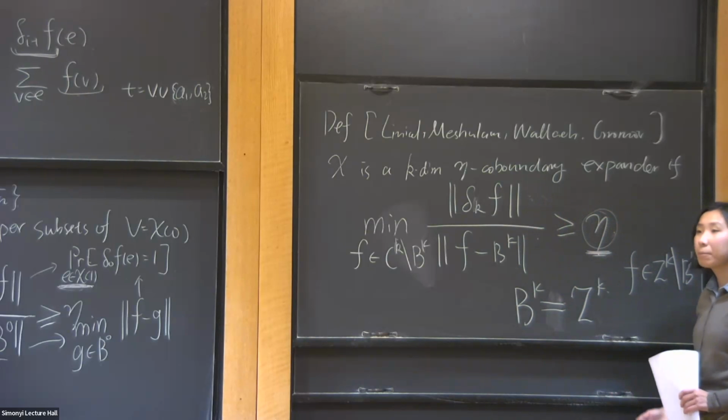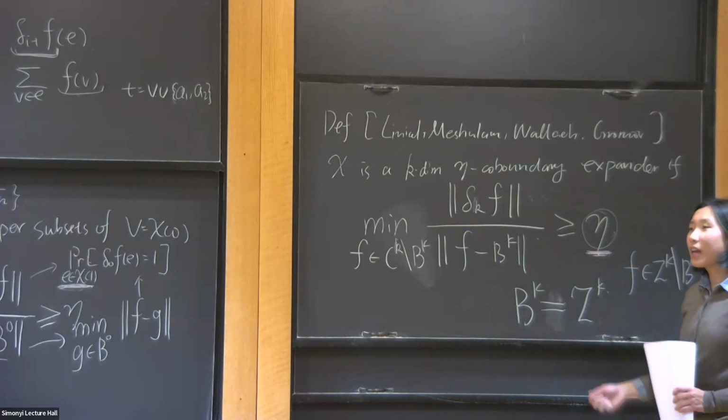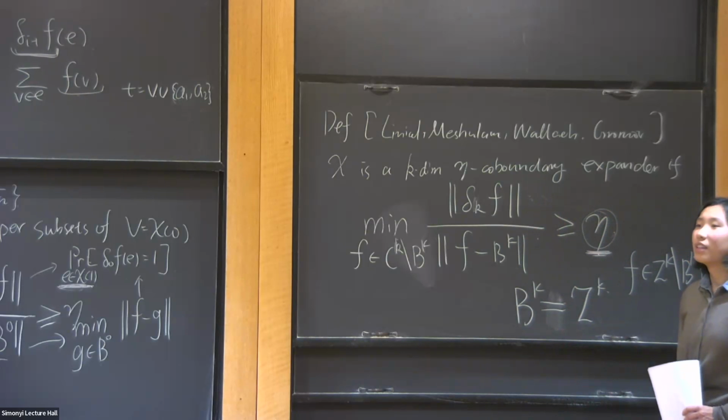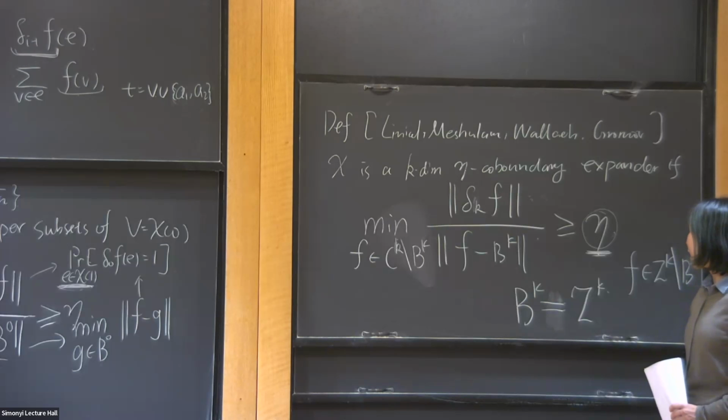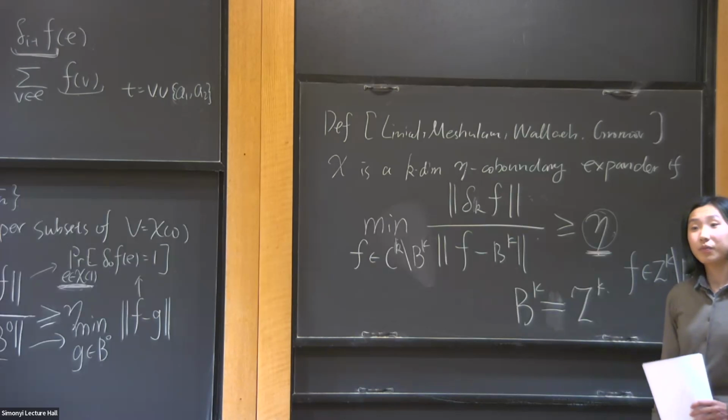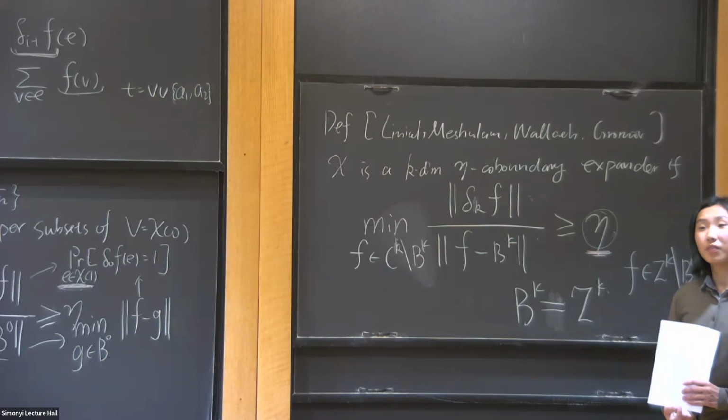Yes, it's like being connected here. B0 is equal to Z0 only if it's a connected graph. So you have non-trivial graph expansion if it's a connected graph. Equality is like the weakest form of expansion, and then it becomes better. People who actually know topology think of this as higher-level connectivity.